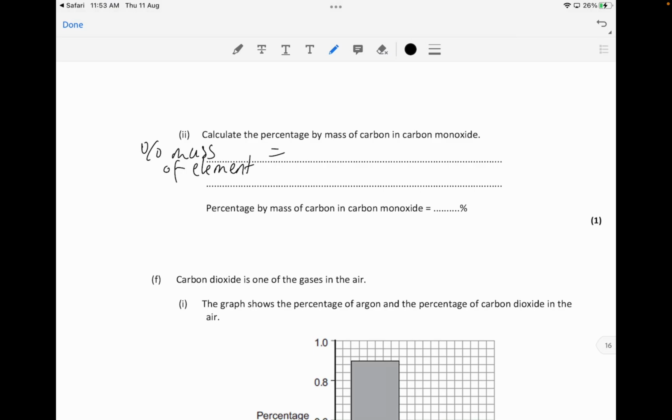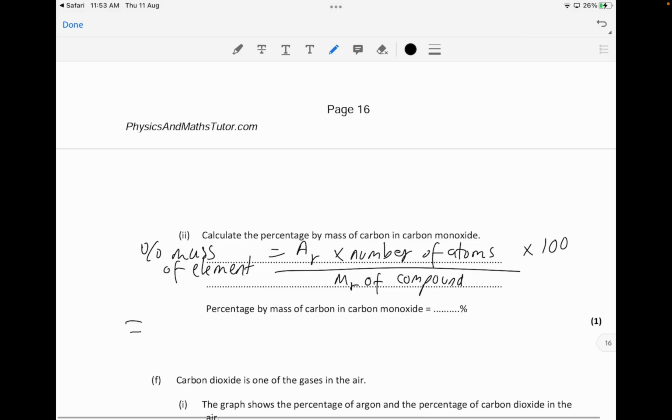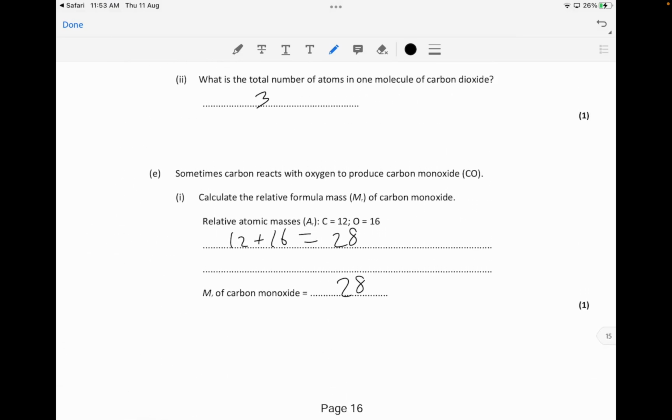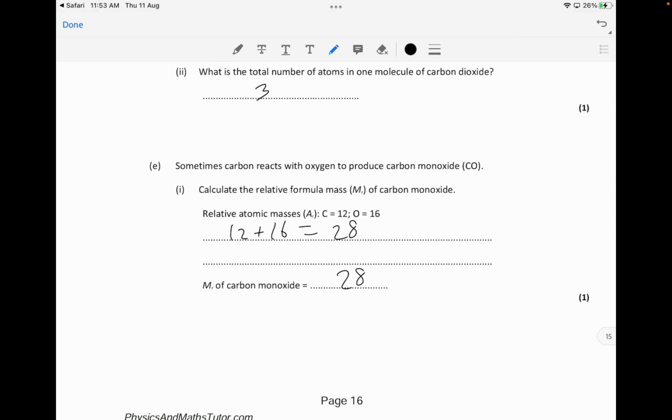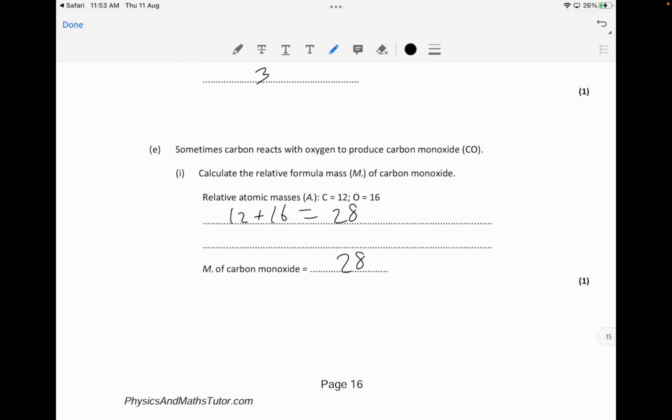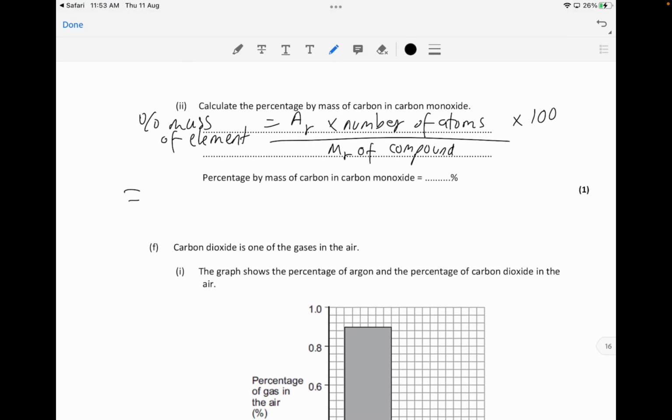So the nice little formula that you can use is that the percentage mass of an element is equivalent to the Ar, relative atomic mass, times the number of atoms, divided by the Mr of the compound, multiplied by, let's say, 100 to give it as a percentage. So the percentage mass is equivalent to the Ar, and the Ar here in this case is going to be the Ar of carbon, the relative atomic mass of carbon.